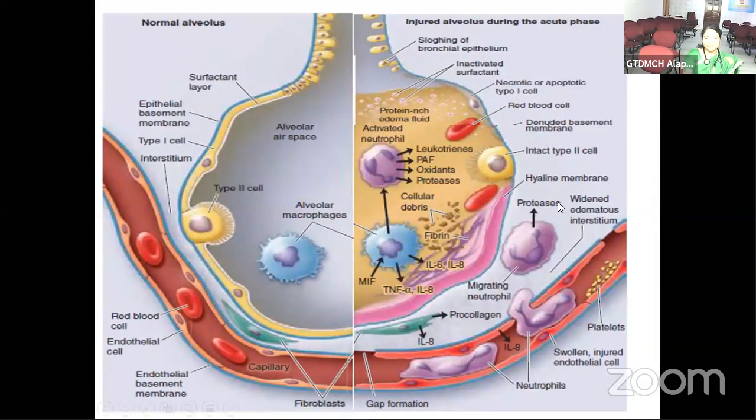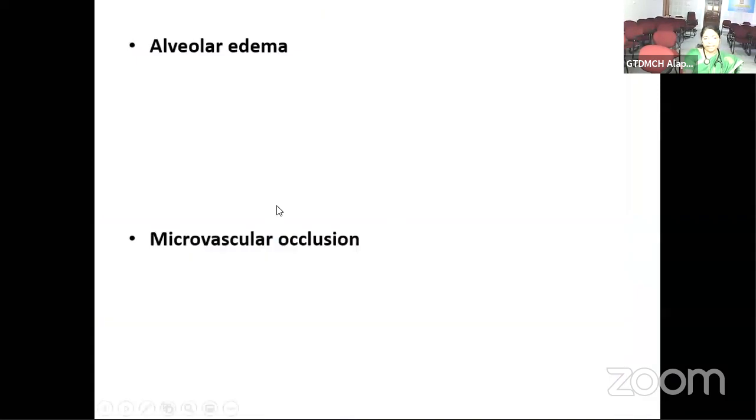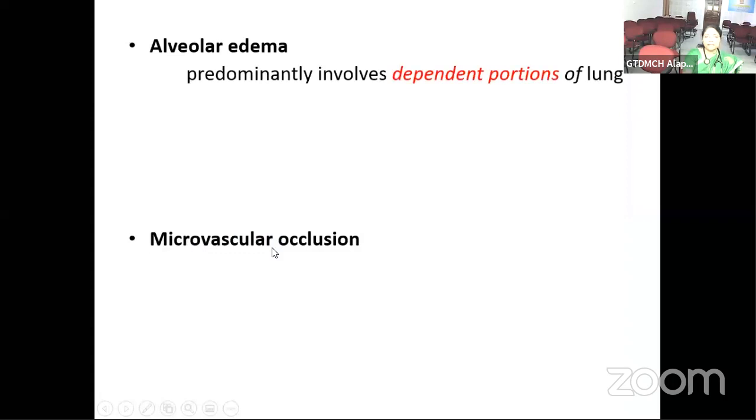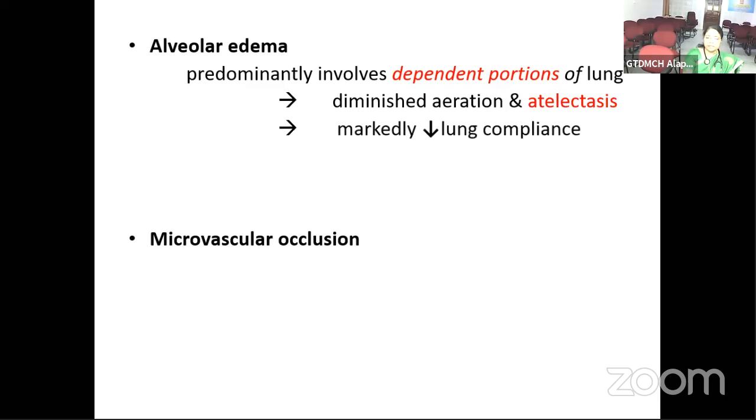So this is the picture in Harrison's textbook. I tried to make it simple. In the exudative phase, there is formation of alveolar edema and microvascular occlusion. This alveolar edema predominantly involves the dependent portions of the lung. That is very important in ARDS pathophysiology. In these areas there is diminished aeration and atelectasis. This will markedly reduce the lung compliance, which will lead on to hypoxemia.